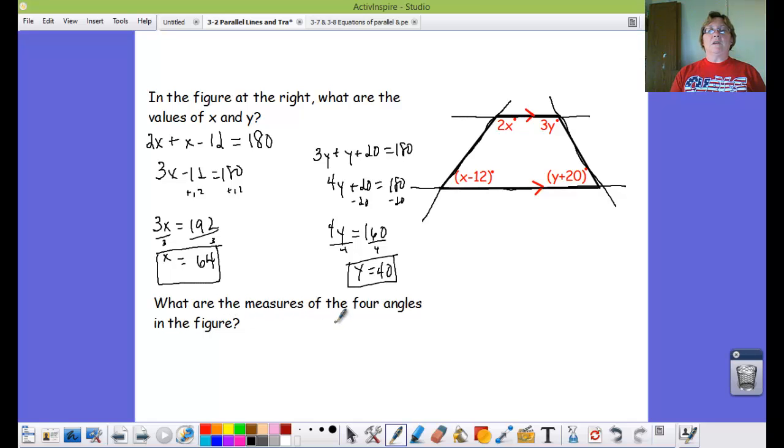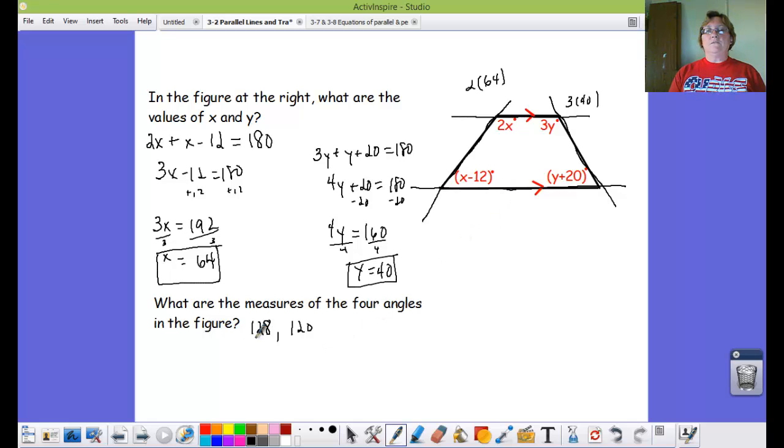We're asked to find the measure of each angle in this figure. And we can do that by substituting back in the values that we found for x and y. So in the upper corner, 2x, that'd be 2 times 64. That guy is 128. Over here, y is 40, so 3 times 40, 120.